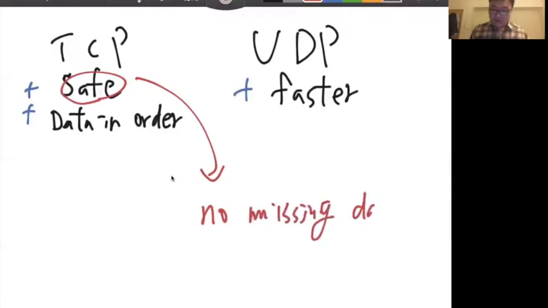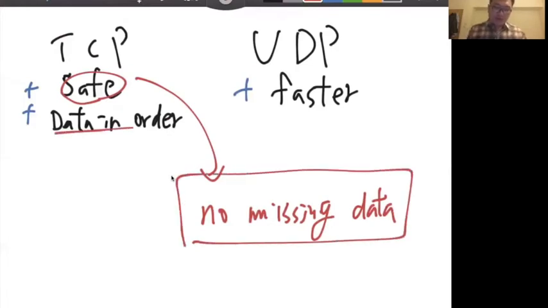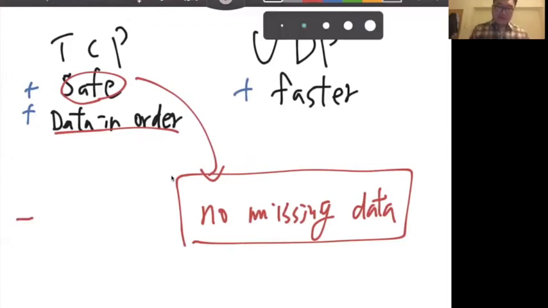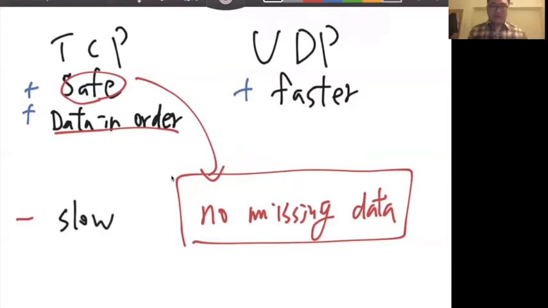Why? Because if you get any missing data, you will double check with the other machine. Then the other machine finds out, okay, this data is missing, I'll resend it to you. So it's much safer because there's no missing data. And the data is in order, so you don't need to worry about the order of it. But the downside of this is that you need to do a lot of checks, so it's a little bit slow compared to the other one. So in other words, for the UDP, what's the downside? Unsafe.